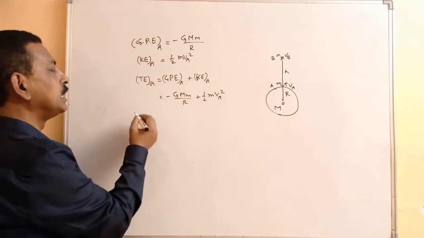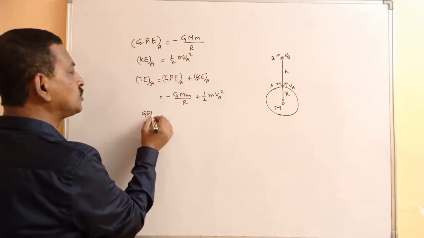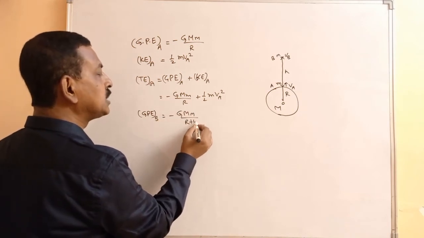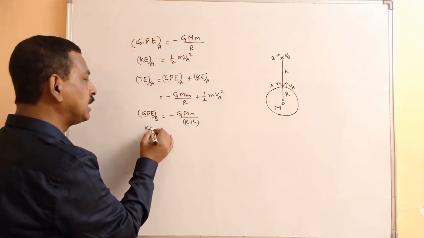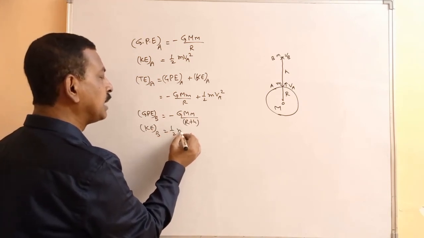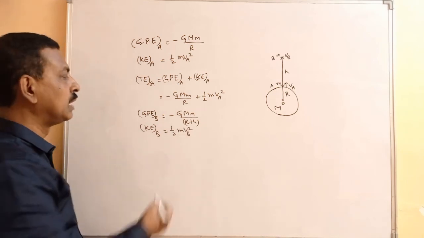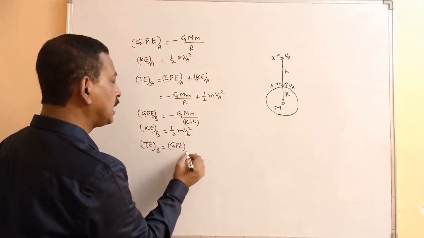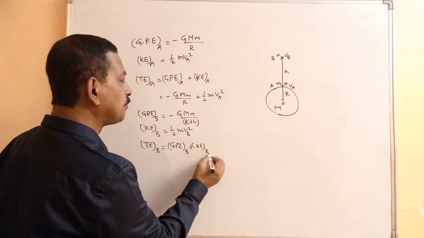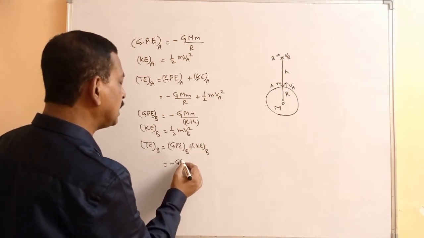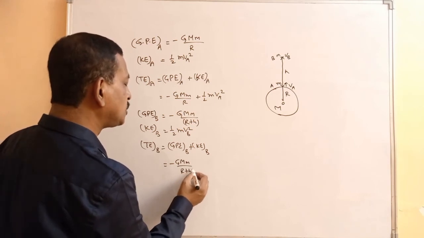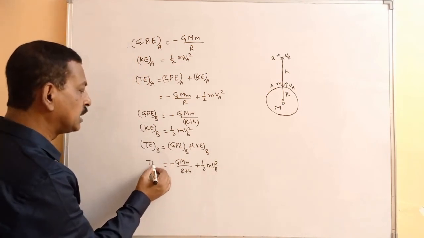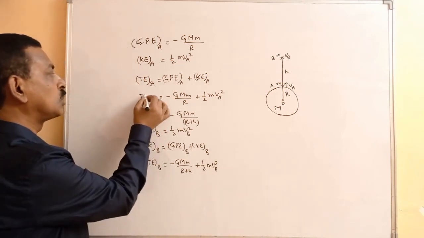In the same way, gravitational potential energy at B is minus GMm by r plus h. Kinetic energy at B is half m vb square. So the total energy at B is gravitational potential energy at B plus kinetic energy at B, which equals minus GMm by r plus h plus half m vb square. This is the total energy at B. This is the total energy at A.